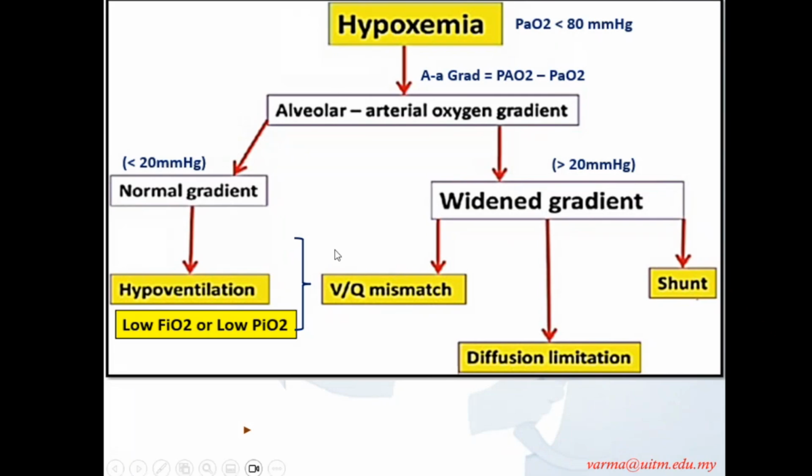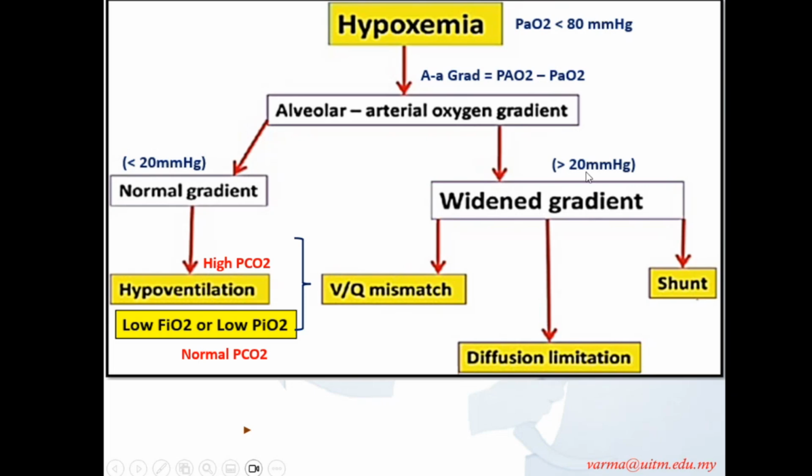If the AA gradient is normal, it could be hypoventilation or low FiO2. If the AA gradient is widened, it could be VQ mismatch, diffusion limitation, or shunt. If it's normal, how do we know whether it's hypoventilation or low FiO2? We look at the PCO2. In hypoventilation, PCO2 will be high. In low FiO2 or low PiO2, the PCO2 is normal. Then looking at that, we can identify these two.